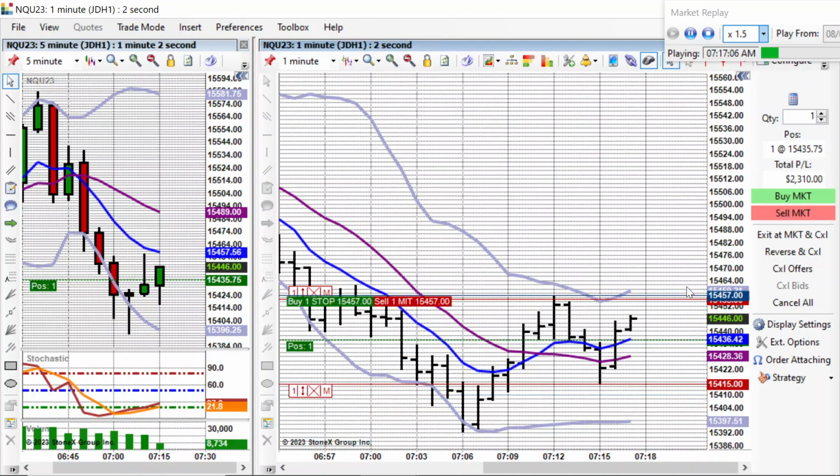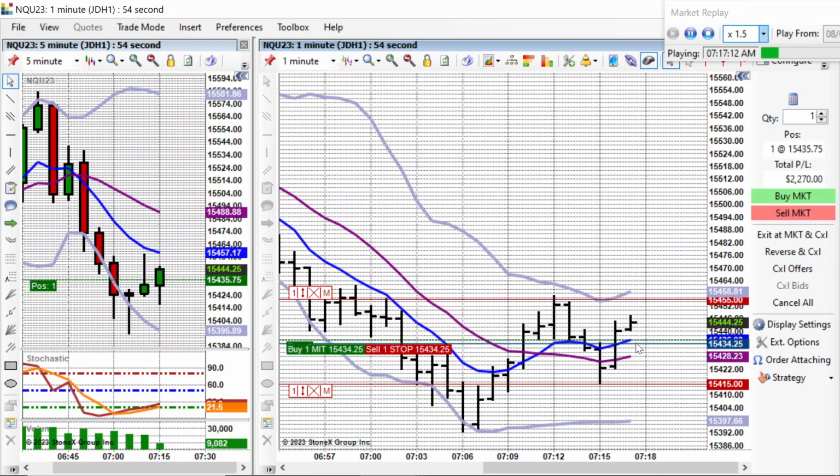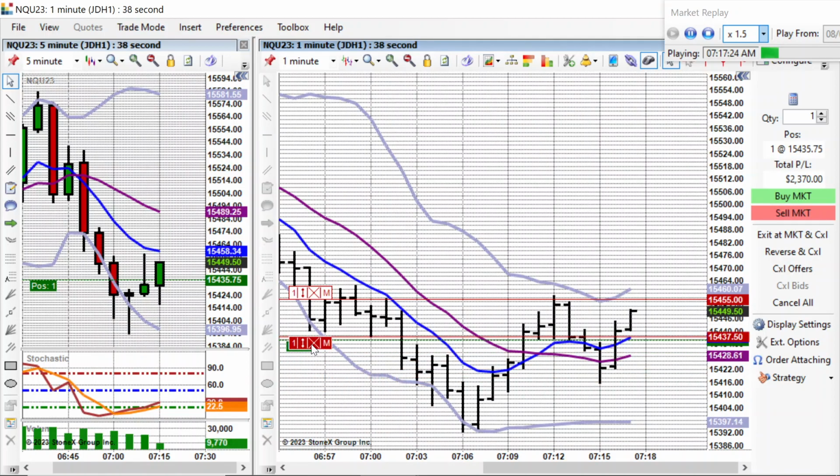Now we're over 50% of the distance between the entry and the target, and I'd like to see it close above that point, even if it doesn't hit the target. And then as we get close to the close of this bar, and the close is still above where it is now, I'll move up the stop loss to cover cost here.